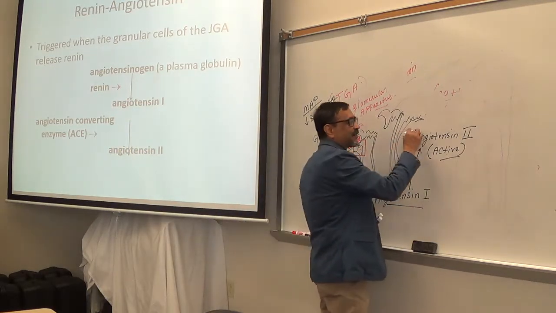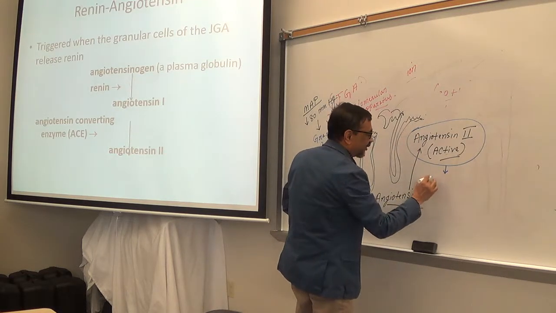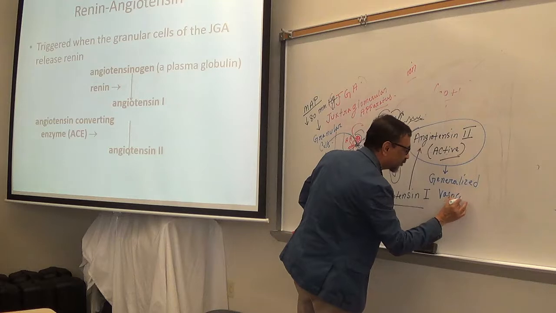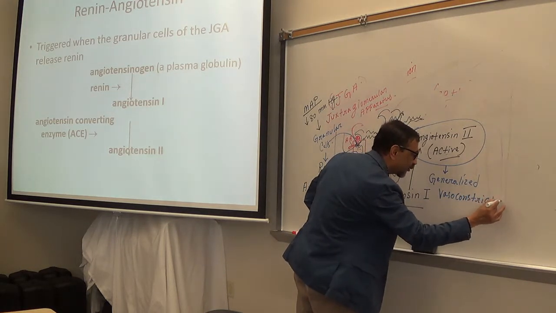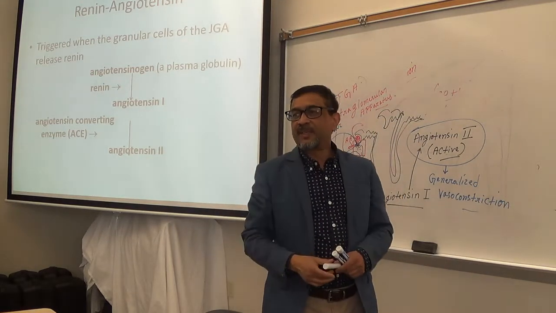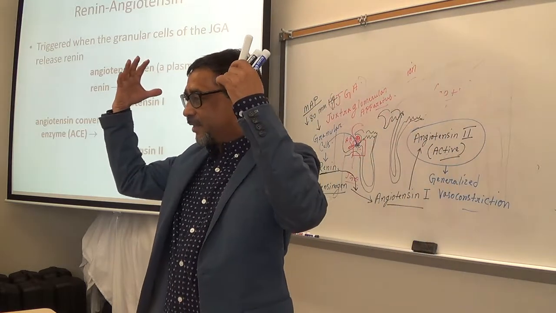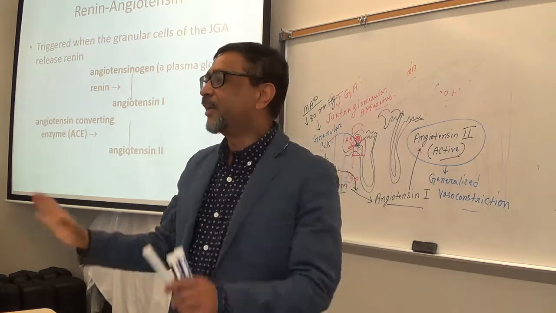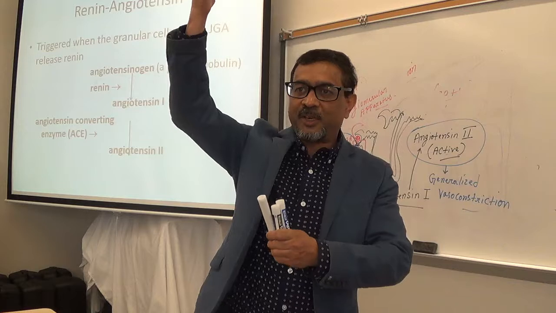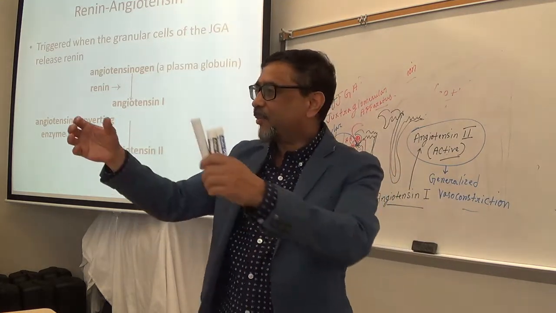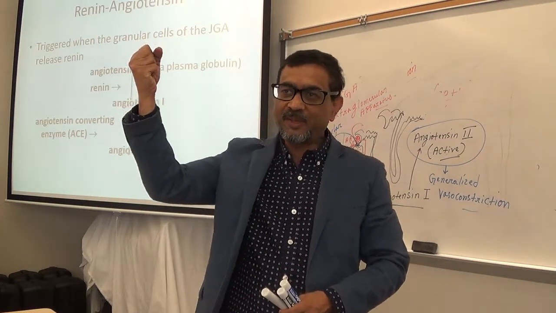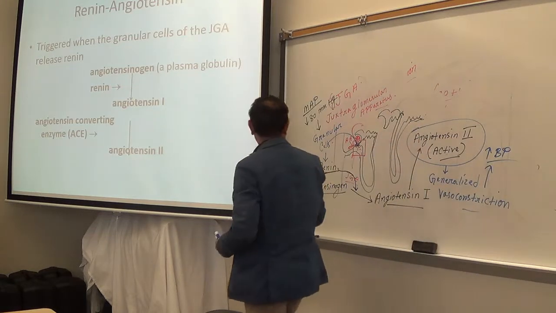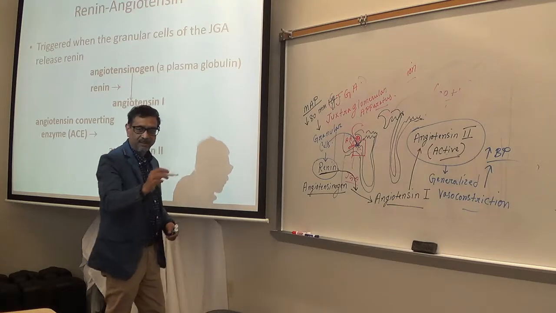Now, this angiotensin 2 causes generalized vasoconstriction. Generalized means everywhere in your body, not localized. I said what? Generalized everywhere. It does what? Vasoconstriction. You already remember that if blood vessel is constricted, blood pressure goes up. Right? Vasodilation lowers the blood pressure. Vasoconstriction does what? Increases the blood pressure. Make sense? So the blood pressure goes up. Okay? So that's how the renin helps to regulate or increase the blood pressure.